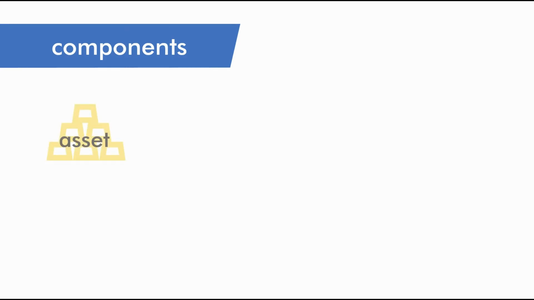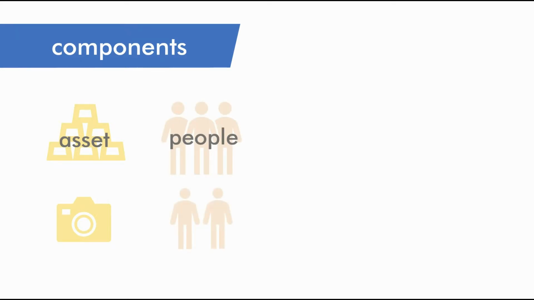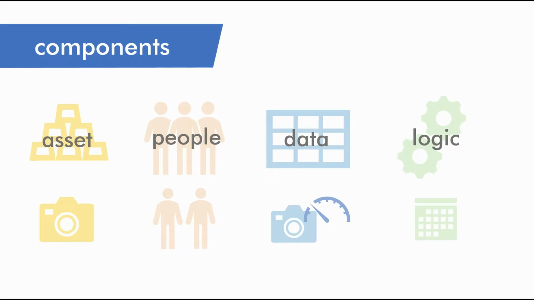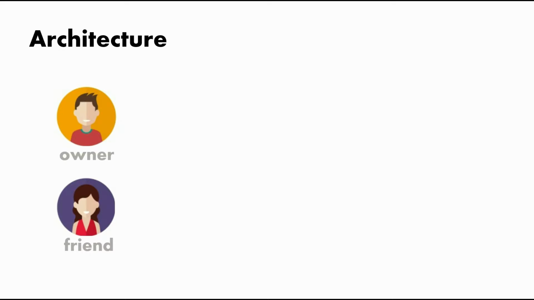In a previous video, we looked at our project in four components: the asset, which is the camera, the people and the party, which are friends, and the data. In this case, we're tracking the camera and the information and the use of the camera. And probably most important of all, what happens when you break my camera? How long can you borrow it for? So the logic, or the business logic, will be the rules and the duration and things like that.